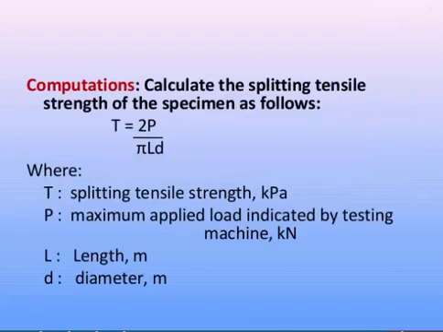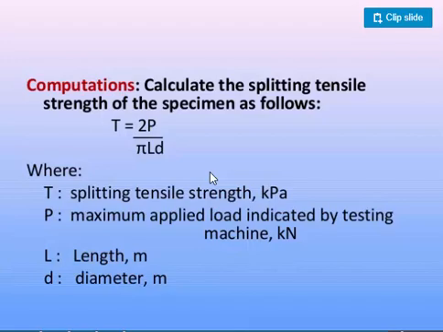So what is the calculation? This is how the split tensile strength is calculated for the specimen. This is the formula: T equals 2P upon pi L D, where T stands for the split tensile strength, and P is the maximum applied load indicated by the testing machine. The maximum applied load, which is your failure load or breaking load, is the P given by the reading of the testing machine.